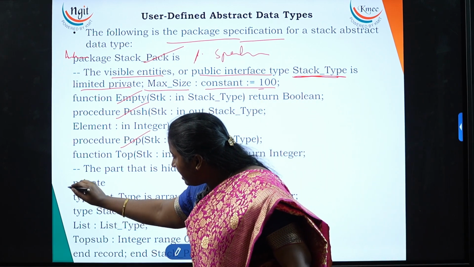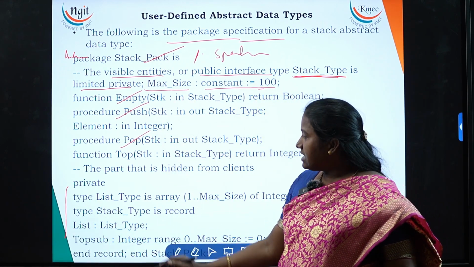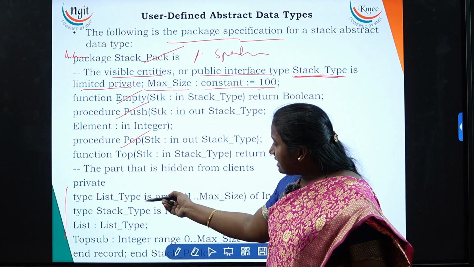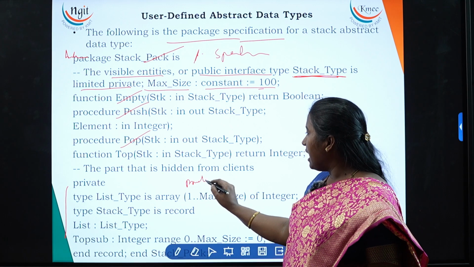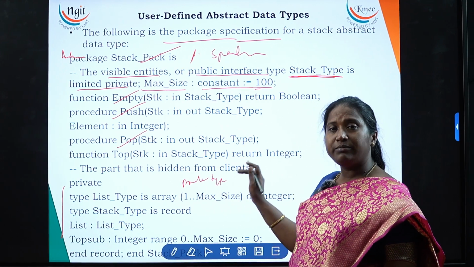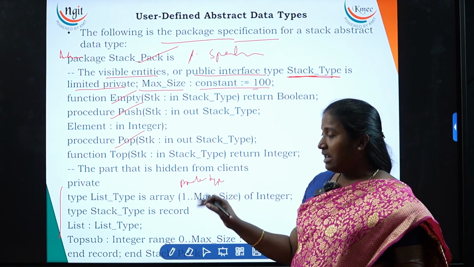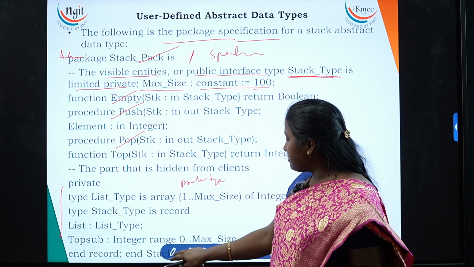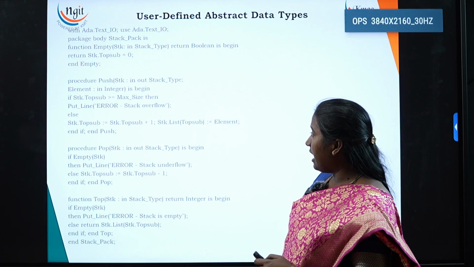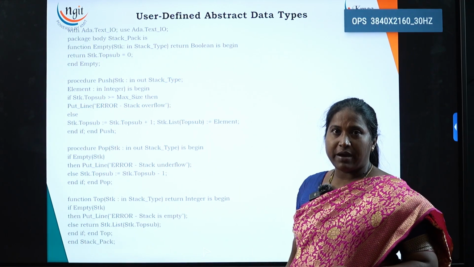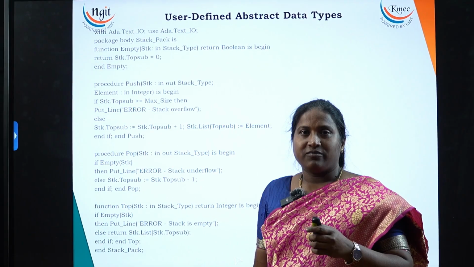Now, there are things which are private. We say it is private data, and the data inside, we say it is a private type of data. This private type is not visible to everyone. Fine. Now, this is your specification part. Now, let's see the body package of this Ada. This is your body package, and this will be hidden. Fine. Thank you all.